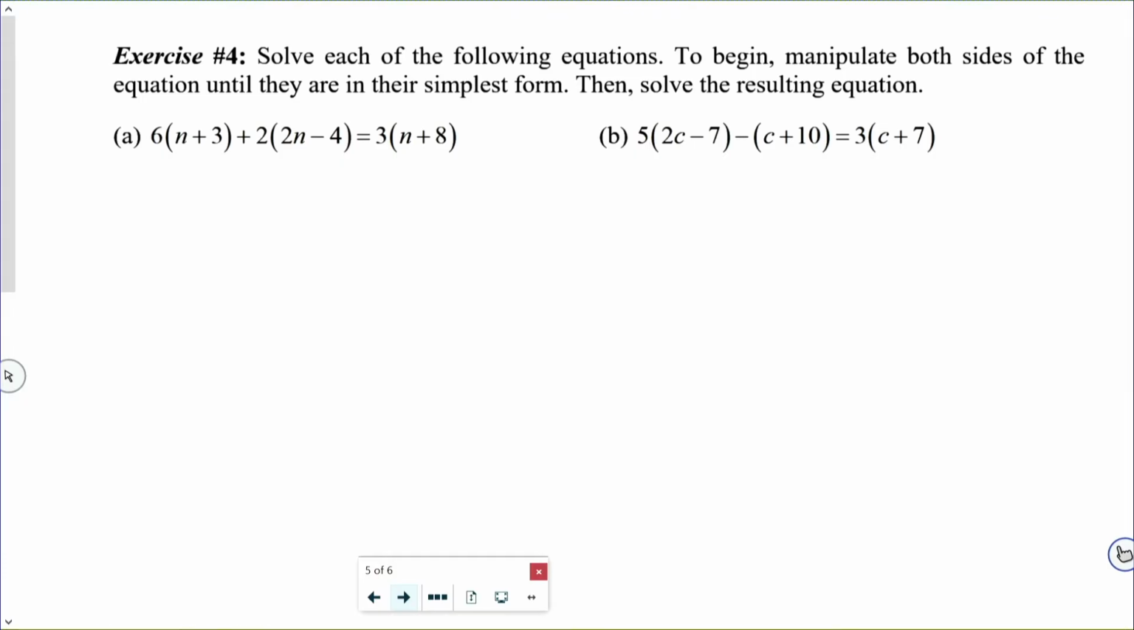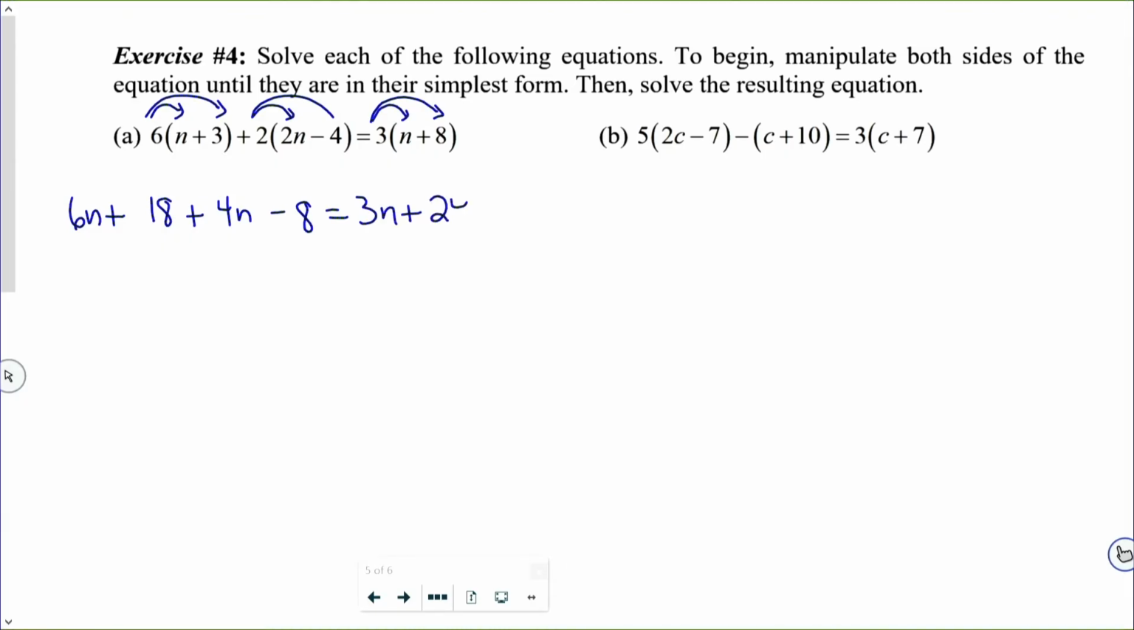Lots going on the left-hand side. We've got to do 2 separate distributive property problems. So 6 times n is 6n, 6 times 3 is 18, plus 2 times 2n is 4n, and 2 times minus 4 is negative 8. On the right-hand side, we just have to do one single distribution. 3 times n is 3n, and 3 times 8 is 24.